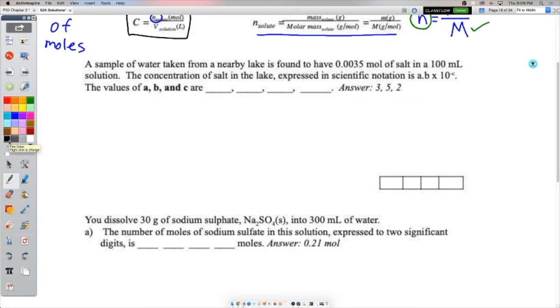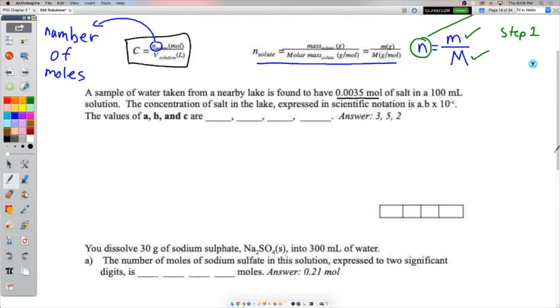A sample of water taken from a nearby lake is found to have 0.0035 moles of salt. So this is like our solution, we're making it easier, a salt water solution in a 100 milliliter solution. So right away, moles, that's an N, in a 100 milliliter solution. Milliliter is a unit of volume, and you don't have to memorize that. Liters and milliliters are given as the unit of volume on page 10 of your booklet. So that is V, okay?